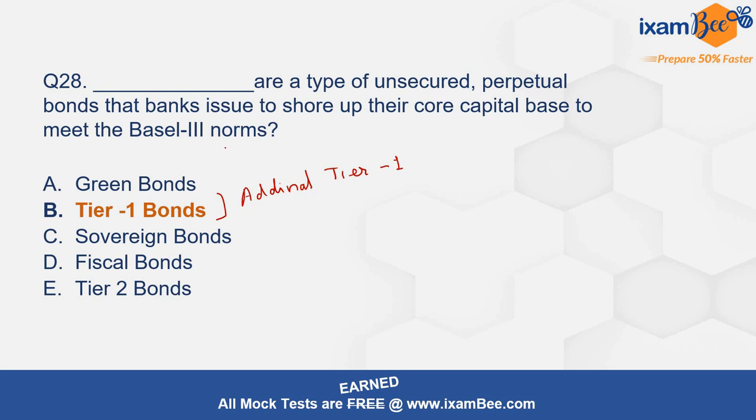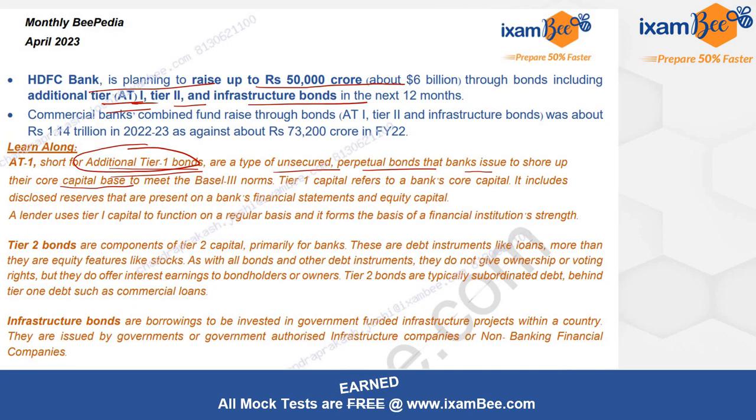This is not a green bond, this is not a sovereign bond, this is not a fiscal bond, so this is going to be AT1 only. So you have to click on that, right? If you have an understanding of AT1 bonds, you can make it out. These are helping in increasing the capital base. Tier 1 capital refers to the bank's core capital. These are perpetual, meaning there is no end date of this bond. You issue and every year you are going to get that interest.